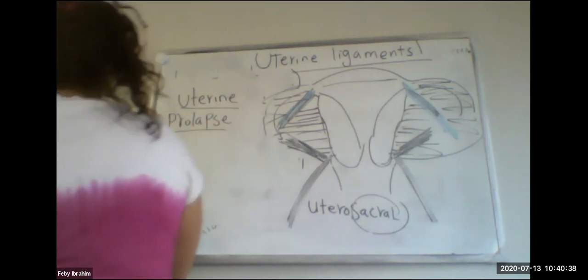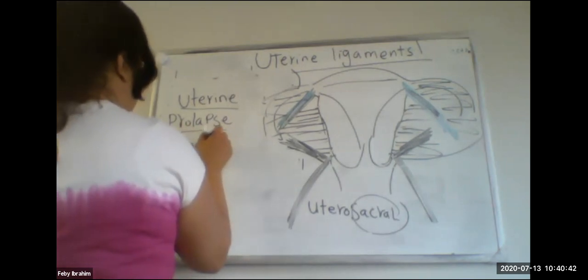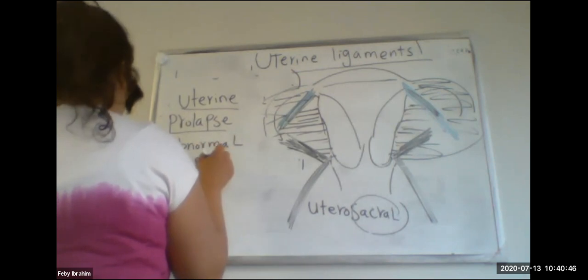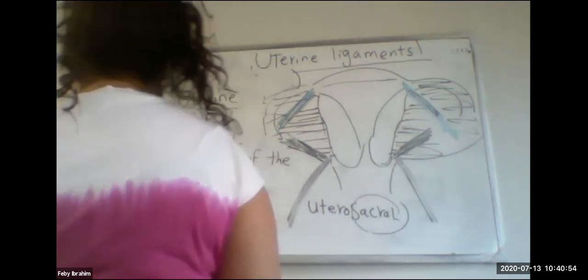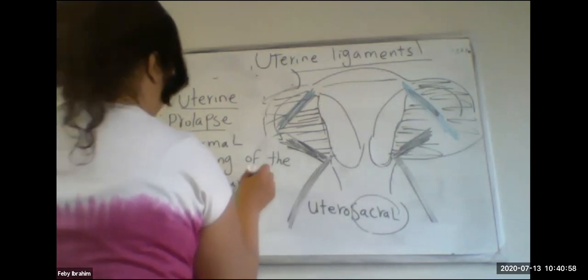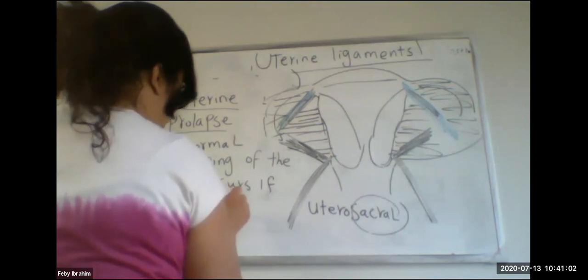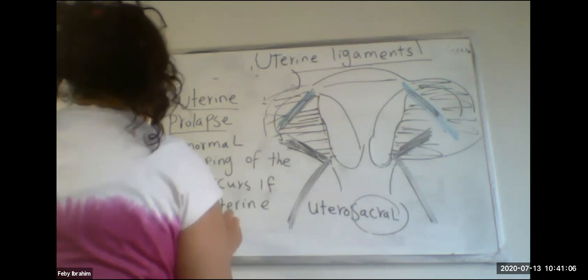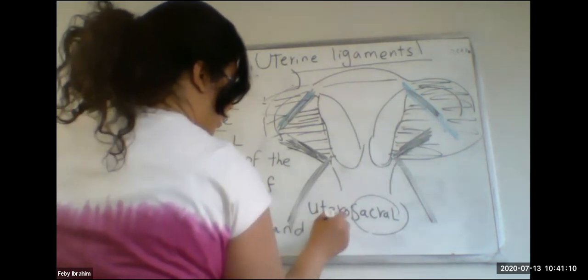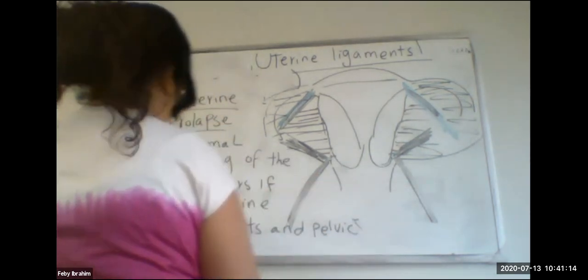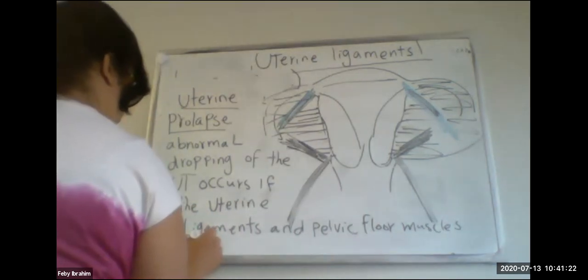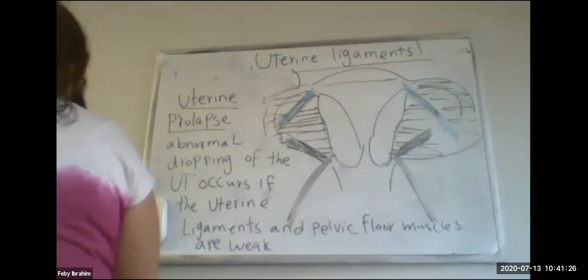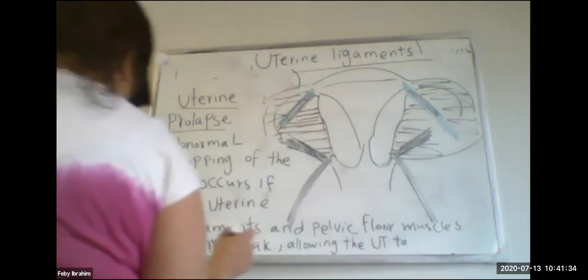And this one, you're going to see, is abnormal descent of the uterus, and it occurs if the uterine ligaments and pelvic floor muscles are weak, allowing the uterus to protrude into the vagina.